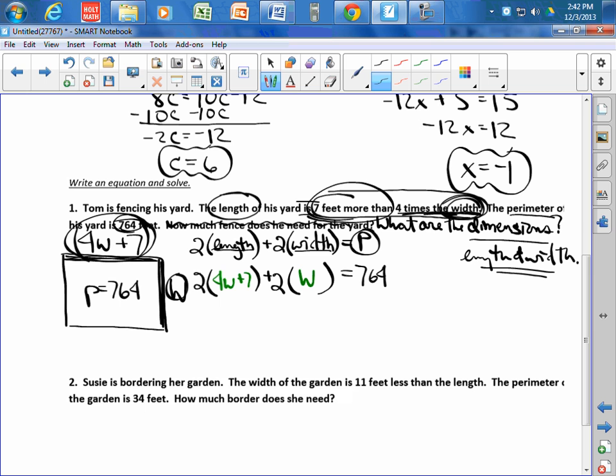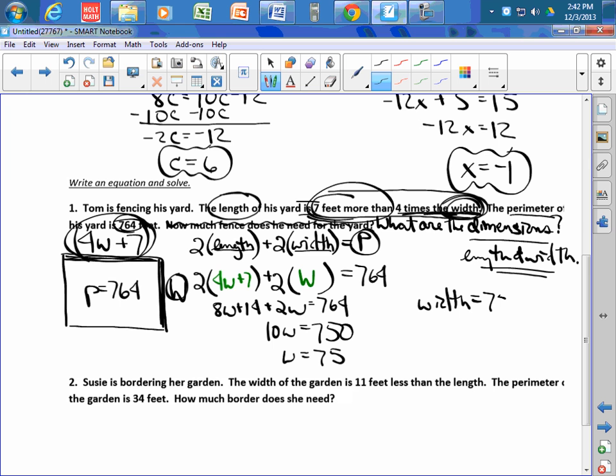Use the distributive property. 2 times 4W is 8W, plus 14, plus 2W is equal to 764. 8W plus 2W is 10W. We're going to have plus 14, so wouldn't it be simple just to subtract 14 from both sides and get 750? Can we do that in this step? Sure we can. Dividing both sides by 10, we get W is equal to 75. So that means the width, W, is 75.